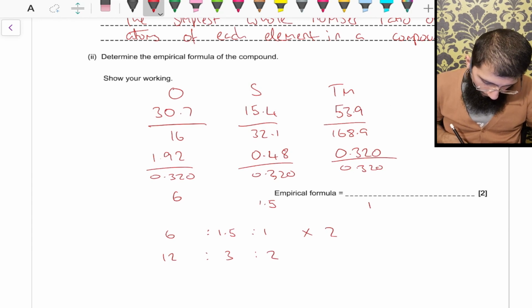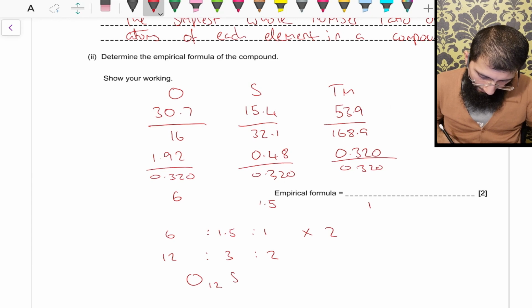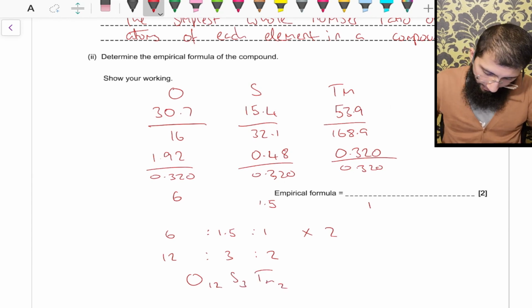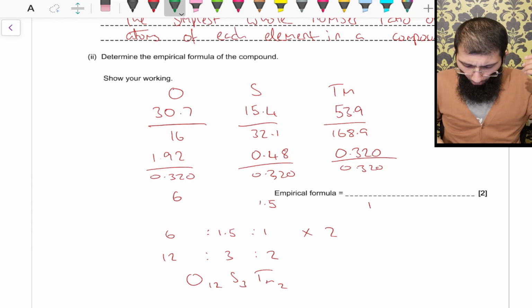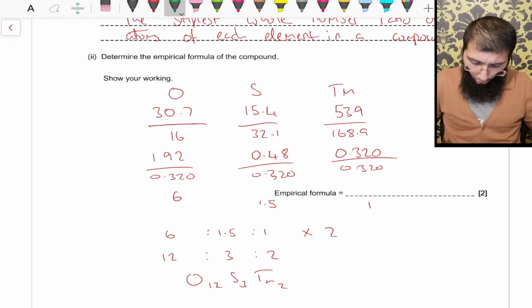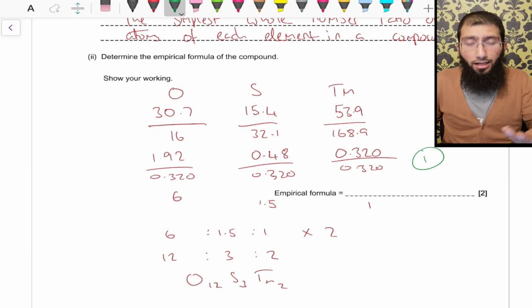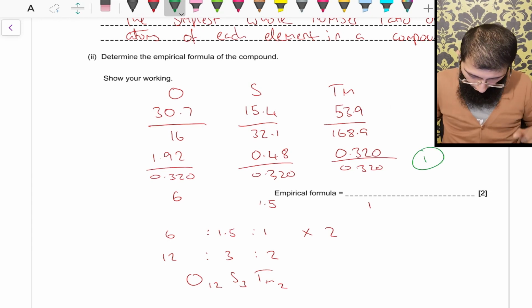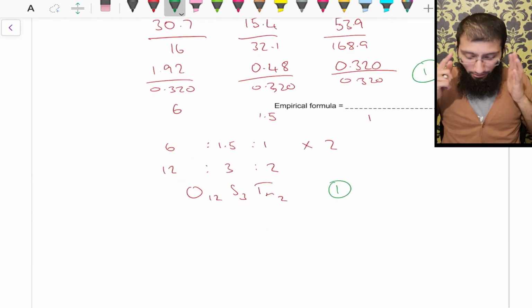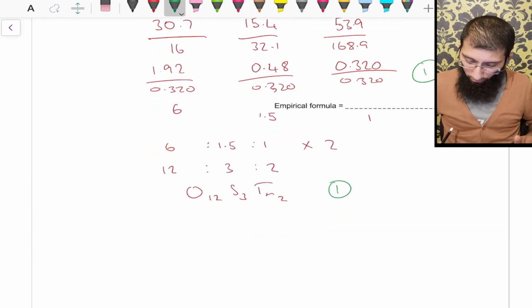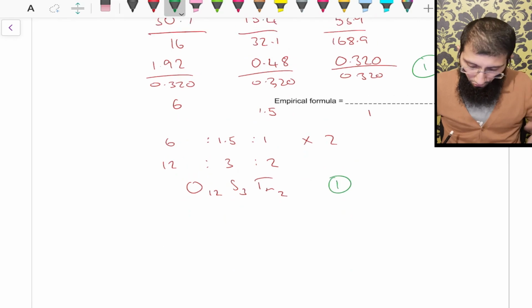So my empirical formula is simply O12 S3 Tm2, and that's going to get me my mark. So I'm going to get 1 mark for working out the moles, or showing the working out for the moles, and I get 1 mark for showing the correct empirical formula as a result of multiplying everything by 2 in the ratio.